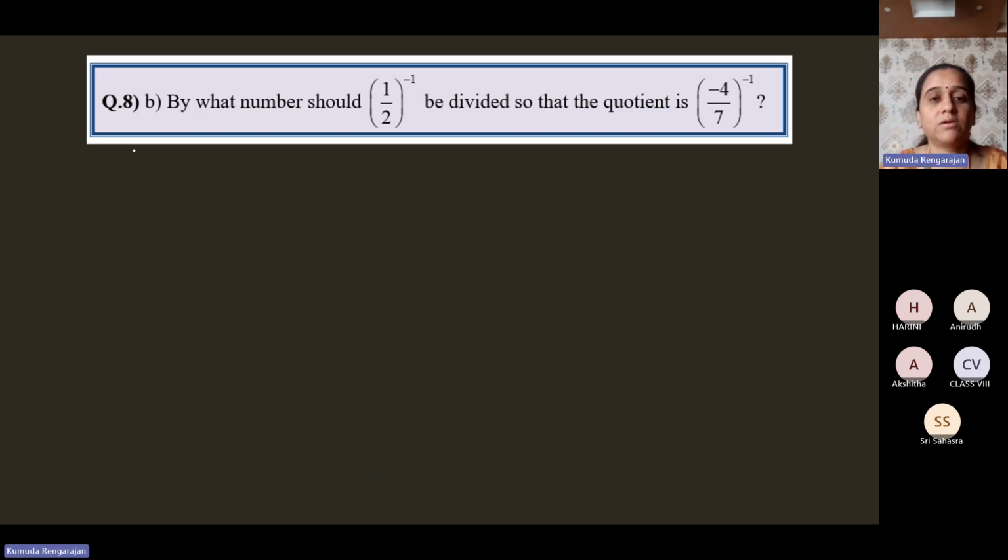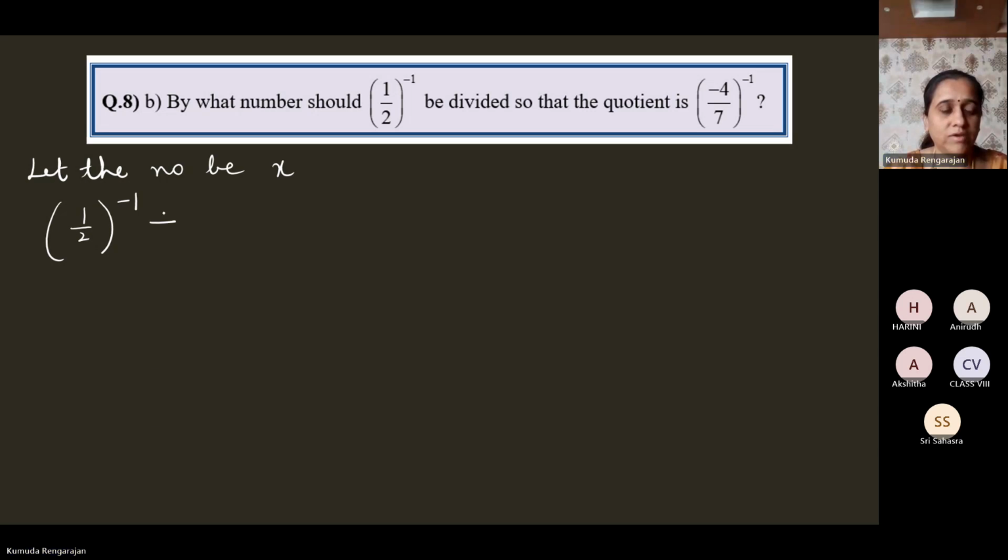By what number should (1/2)^-1 be divided so that the quotient is (-4/7)^-1? So let the number be x. Okay. So (-1/2)^-1 when divided by x should give us (-4/7)^-1.